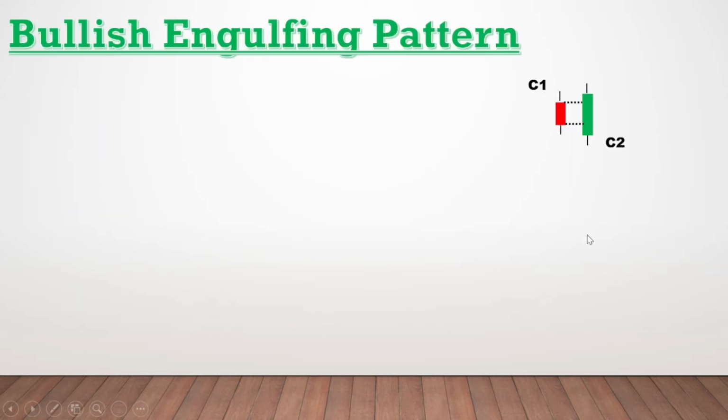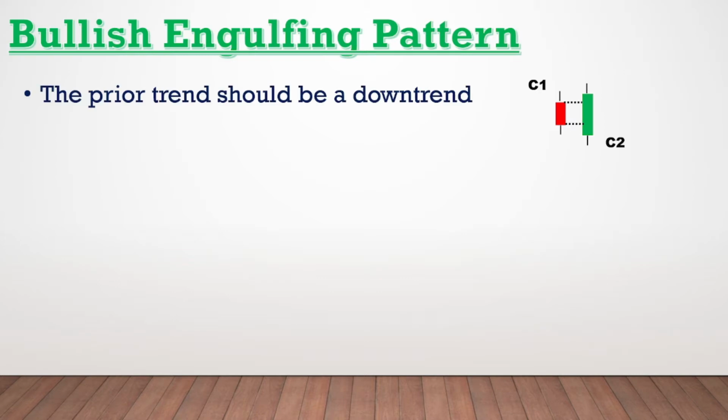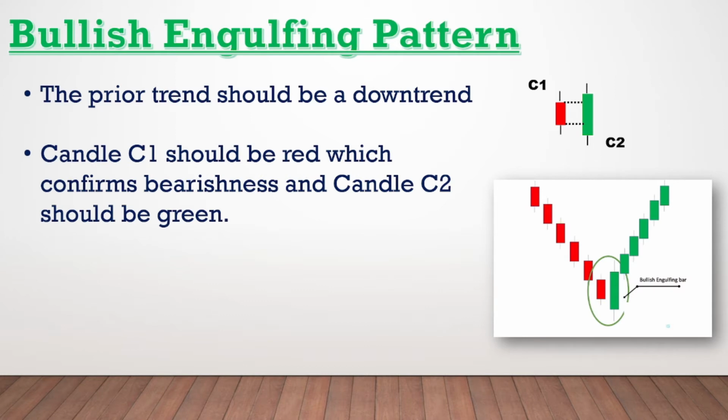Now let us analyze the bullish engulfing pattern and understand some of the important points about it. To satisfy this bullish engulfing pattern, the previous trend should be a downtrend. The other important point is that candle C1 should be red, which confirms bearishness, and candle C2 should be a green one. If you see, the previous trend is a downtrend, so rule 1 is satisfied.